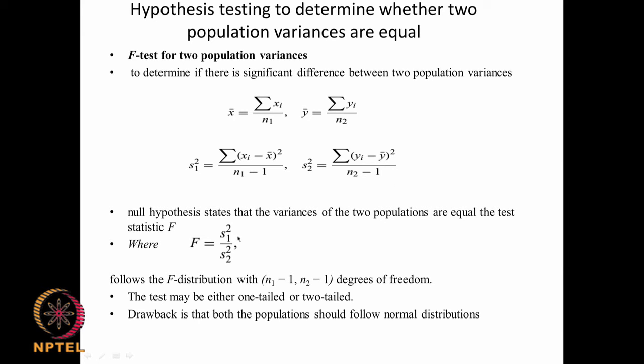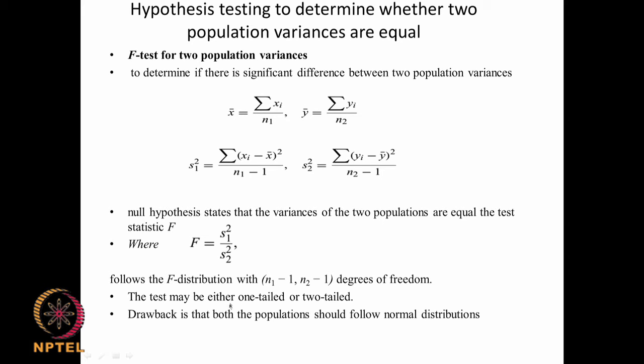So, F will be S1 square by S2 square, and then you look at the F distribution, with n1 minus 1 as the numerator, that will be on the column, and n2 minus 1 as the denominator, that will be on the row. So, do not forget that. Whereas, if I do F equal to S2 square by S1 square, then I will look at n2 minus 1 as the column and n1 minus 1 as the row. Do not forget that.